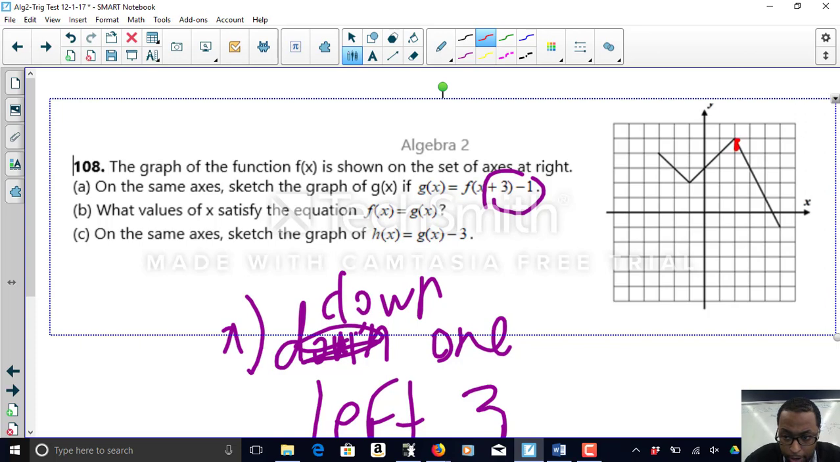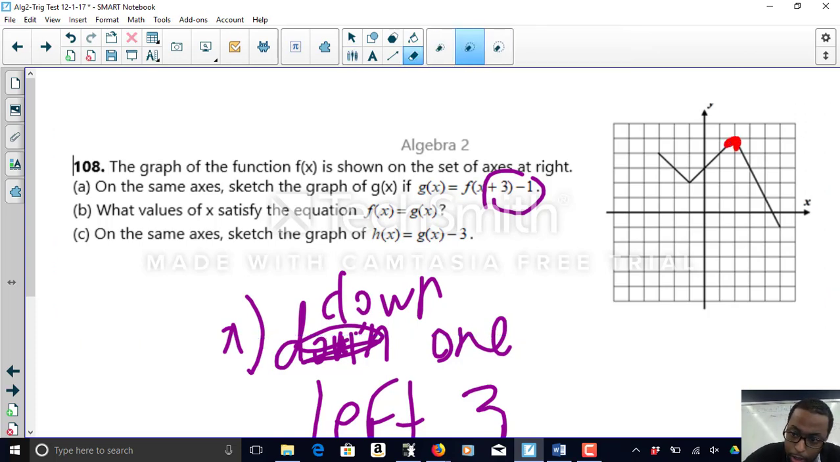So I'm going to use this point right here. Sorry, let me try that again. A smaller dot so you can kind of see it. We'll use this point, okay? We're going to pretend that point's a little bit over. I'm just going to go down 1 and left 3. 1, 2, 3. So that point went from here to here.